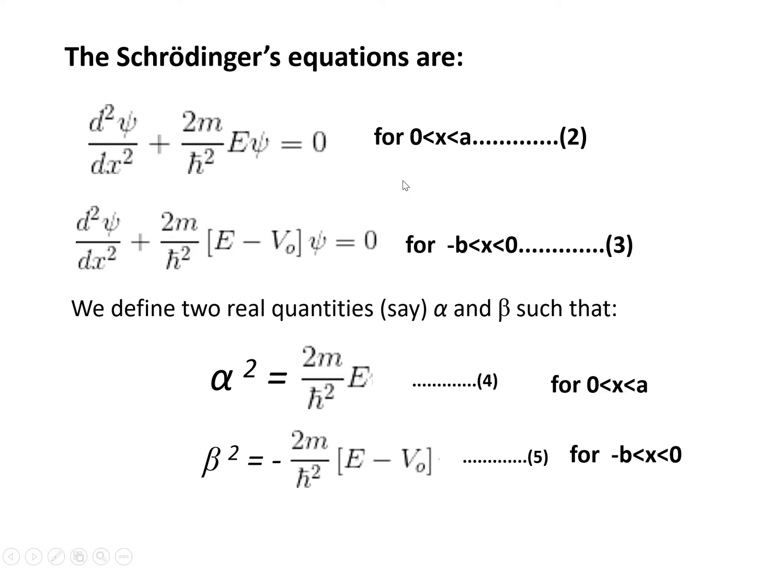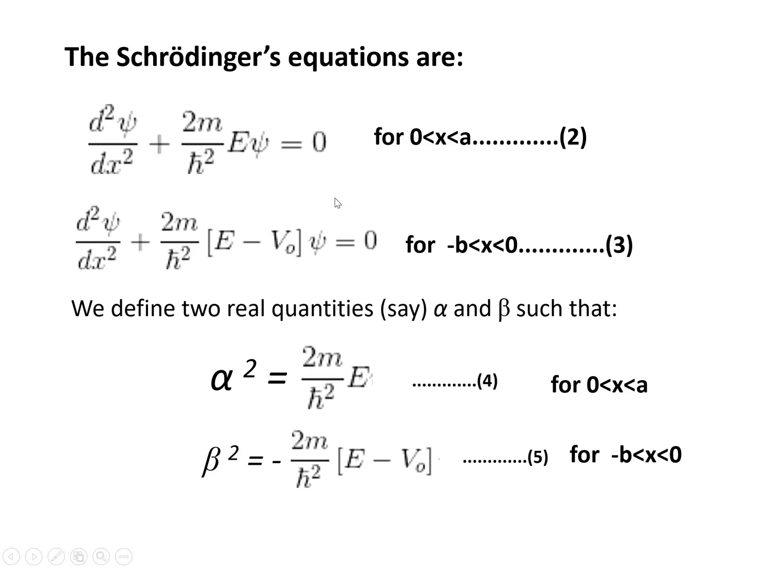We can also write the Schrodinger's time independent wave equation for region 2, where the total energy of an electron is taken to be E and the potential of the electron is taken to be V naught. Since the electron is coming out of the well and existing in region 2, it has the potential V naught also. Therefore the equation is d square psi by dx square plus 2m by h cross square of E minus V naught psi is equal to 0, for minus B less than x less than 0. That is, the region between minus B and 0.